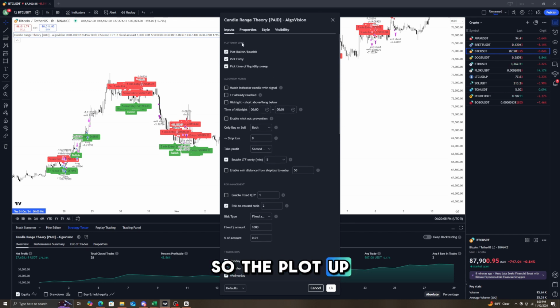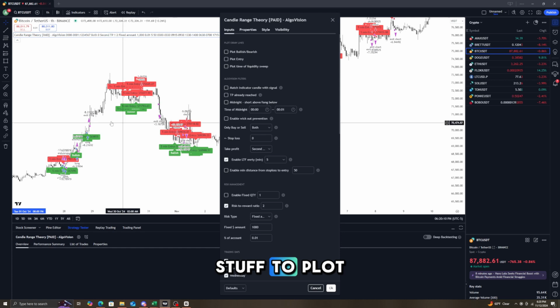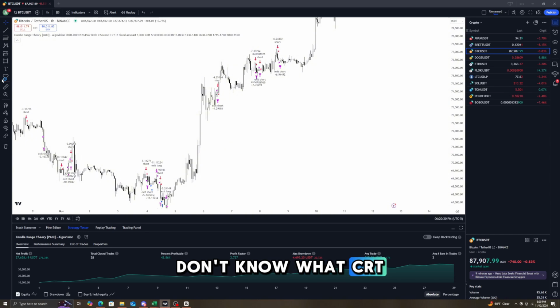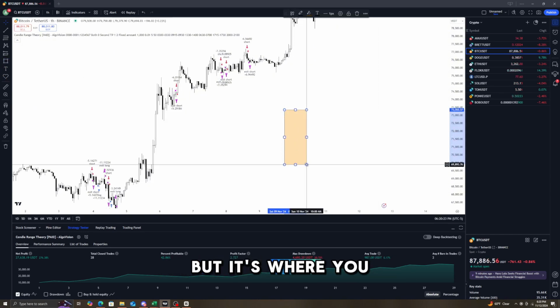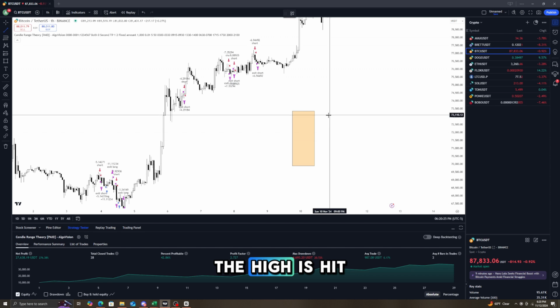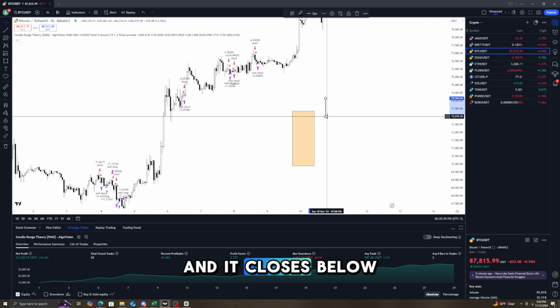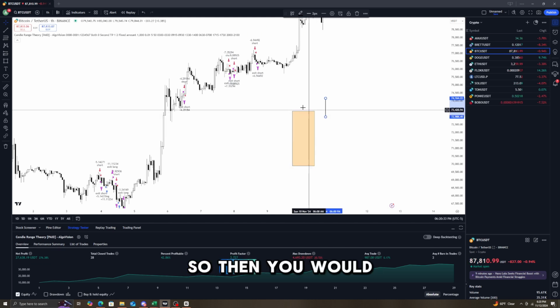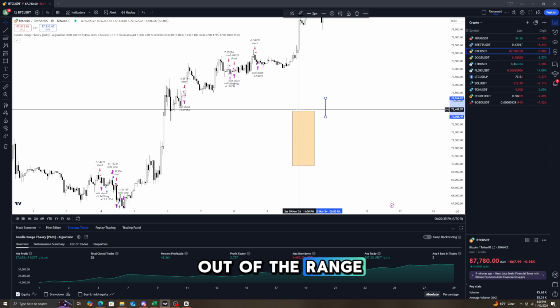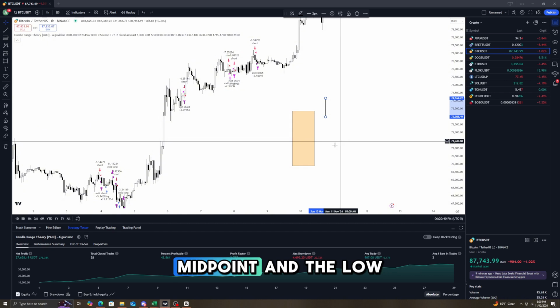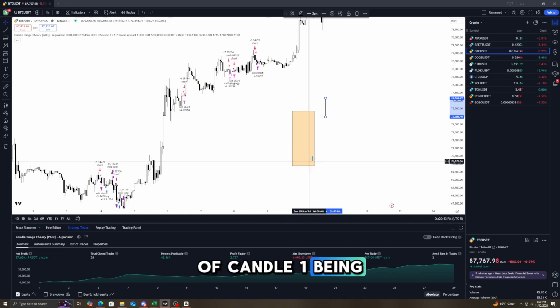So the plot up here is just essentially stuff to plot. So it won't plot the purge time, so that will be when the high or low of candle 1 is hit. So again, if you don't know what CRT is, I recommend looking into it a little bit, but it's where you have one candle, the high is hit by candle 2, so there's a wick on candle 2, and it closes below the high of candle 1. So then you would be anticipating, because it couldn't break out of the range that candle 1 formed, that it's going to go lower. So you anticipate the midpoint and the low of candle 1 being hit.